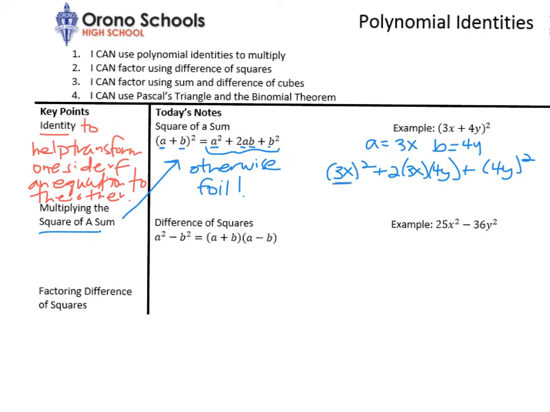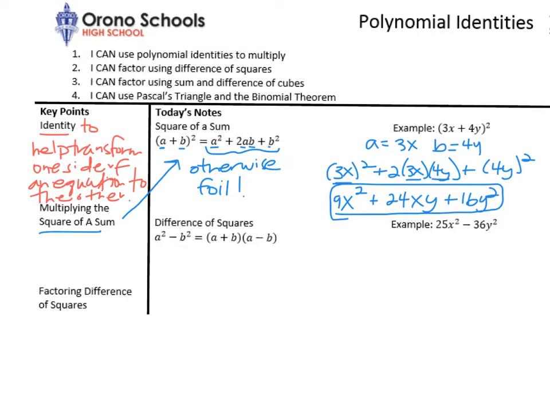3x squared would be 9x squared. Square both parts. 2 times 3x times 4y, well 2 times 3 is 6, 6 times 4 is 24, times x times y. 4y quantity squared would be 16y squared. So that is the answer you get applying the square of a sum identity. And again, the trade-off is you could FOIL.